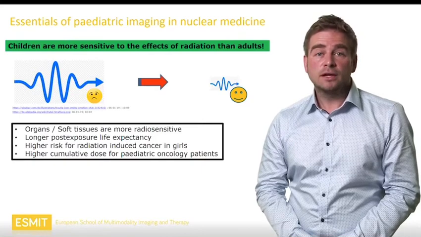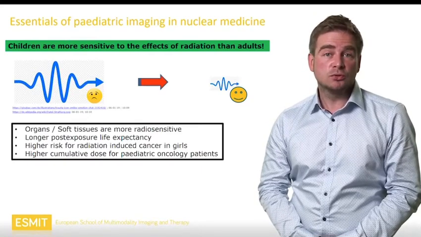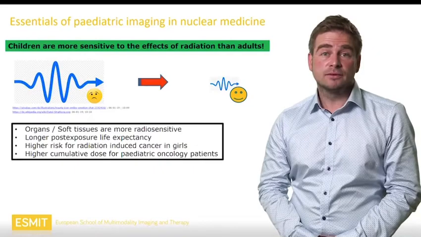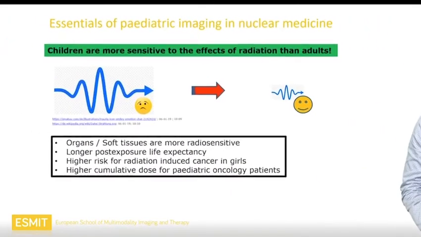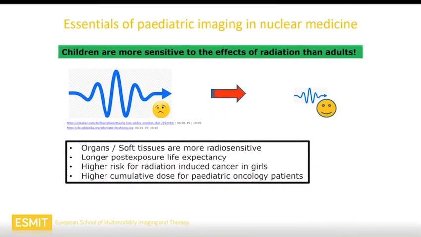Note that organs and soft tissues in this age group are more radiosensitive, owing to a faster rate of cell division and the comparatively longer post-exposure life expectancy in which to exhibit adverse radiation effects. In general, girls are at a much higher risk for radiation-induced cancer since they have a higher incidence for breast cancer, which is especially true for those girls who are exposed to radiation during breast development in adolescence.